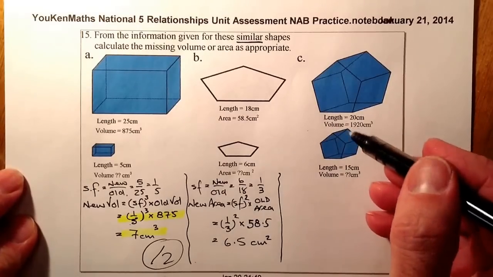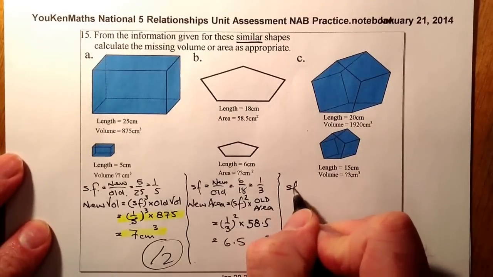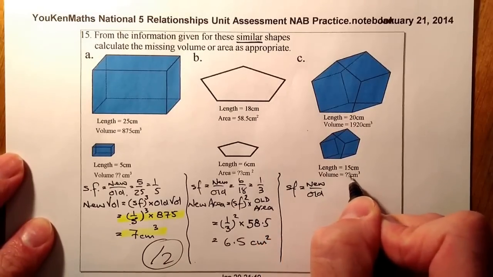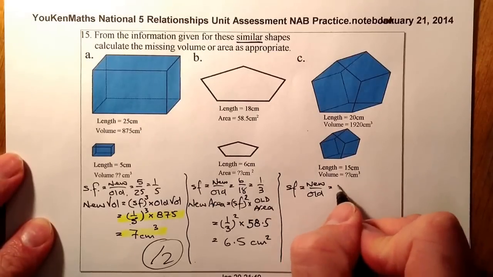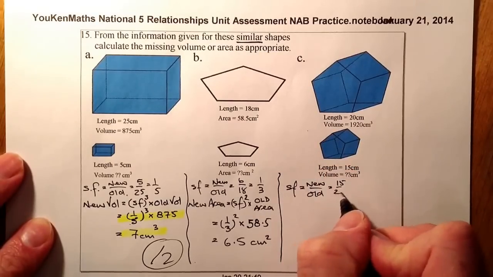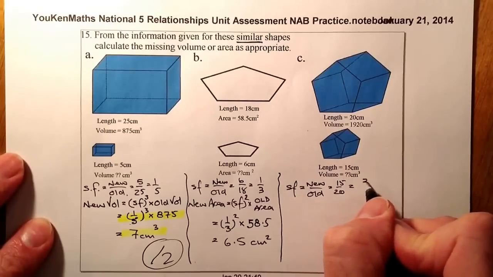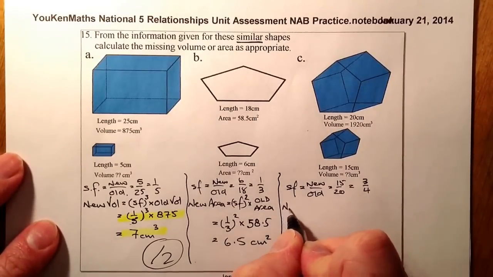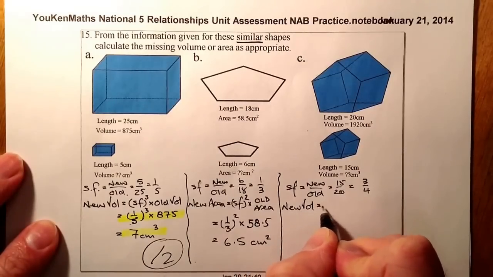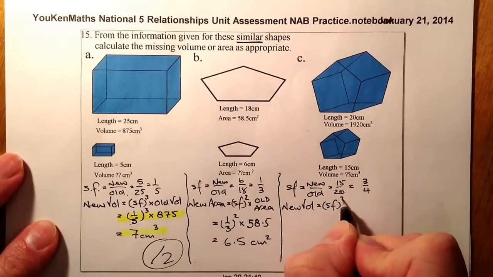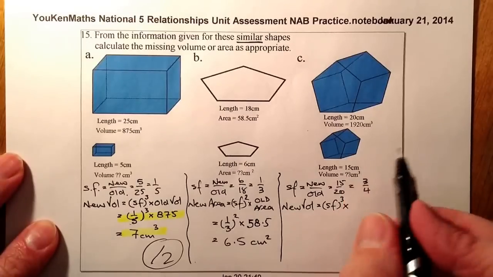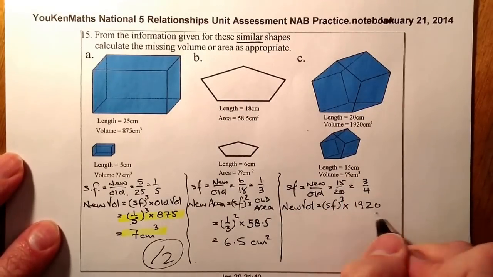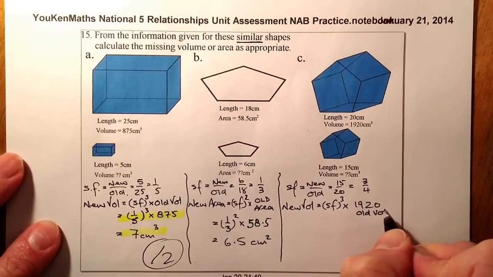Last one here, it's a volume question again, so let's work out our scale factor first. New over old. So the new one's the one I'm trying to find something out about. So I'm going to go for 15 over 20. Can leave it like that, or I could simplify it down to 3 over 4, just by dividing by 5. I'll work out the new volume by cubing the scale factor and multiplying it by the volume of the old. So that's the old volume.